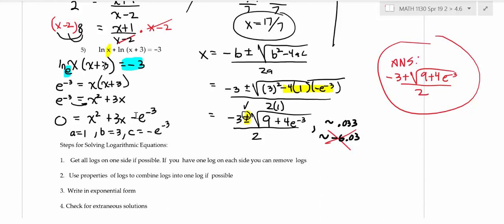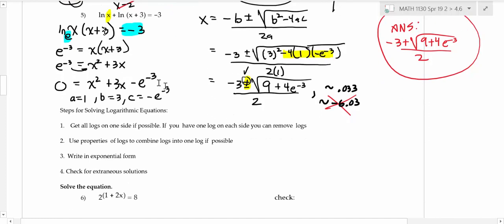All right, so any questions on that? Okay, most of these are pretty straightforward. Just be sure that you're really careful about how you check stuff. The next thing I'm going to look at is exponential equations.